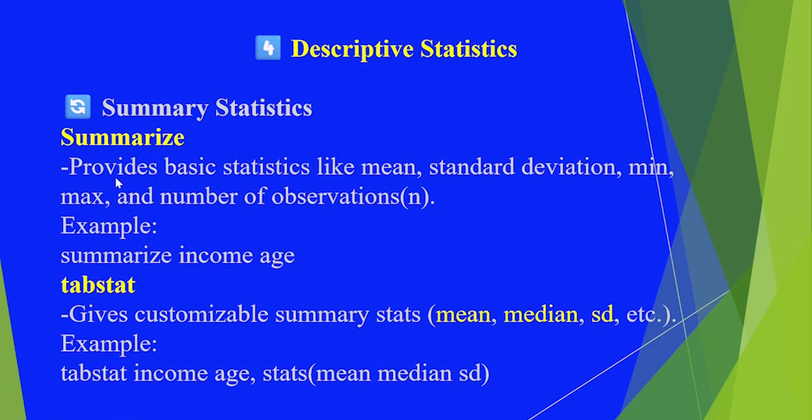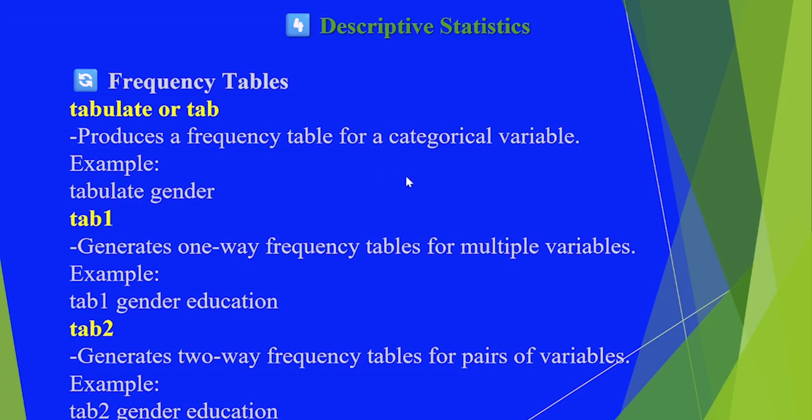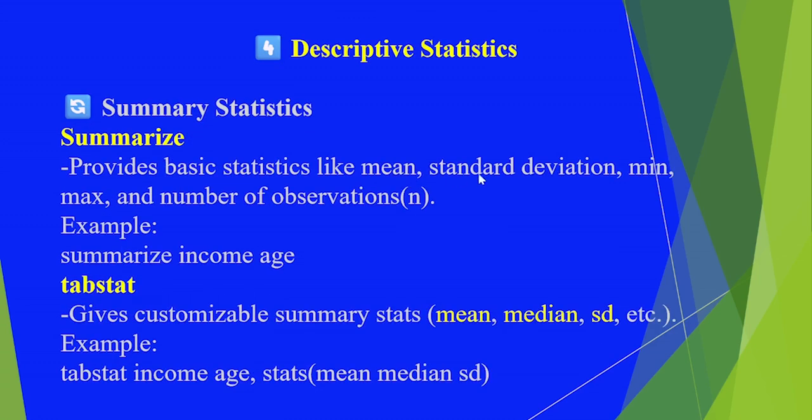Starting with summarize, it will provide basic statistics like mean, standard deviation, minimum value, maximum value, and number of observations. As an example, we can issue a command like summarize income age. So it will give us the number of observations, average value, minimum value, maximum value, and similar for each variable here. Now we have tabstat.